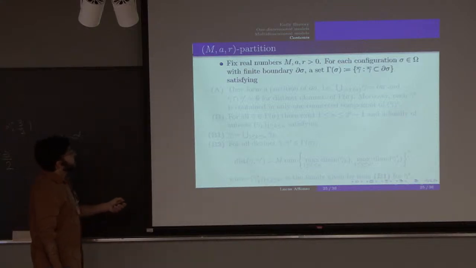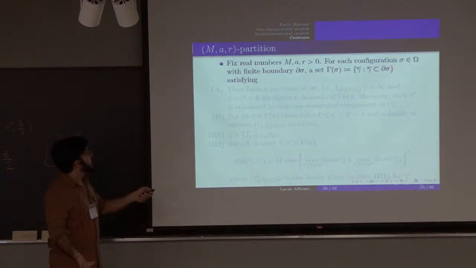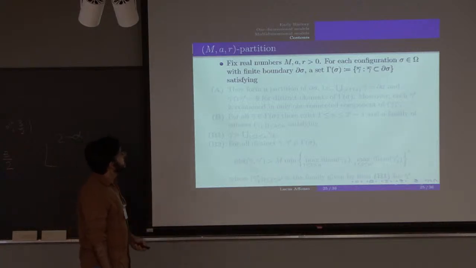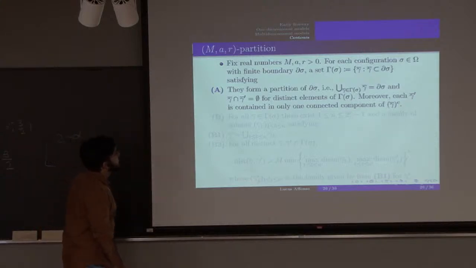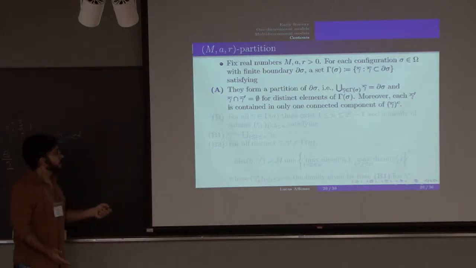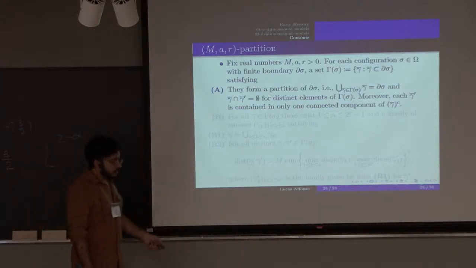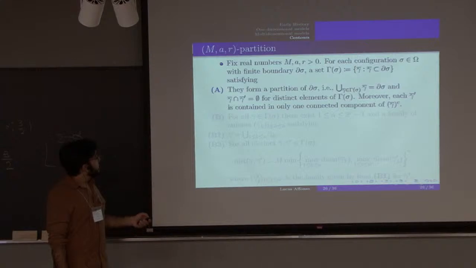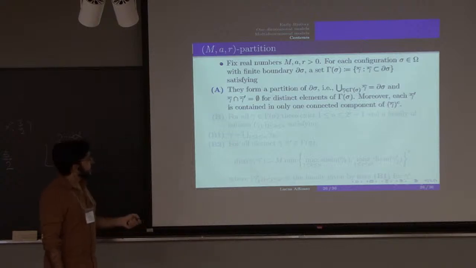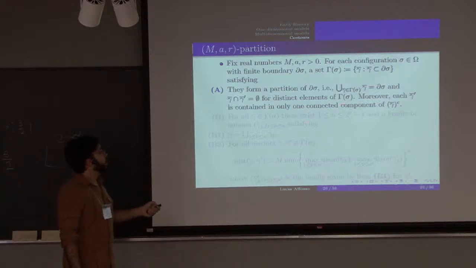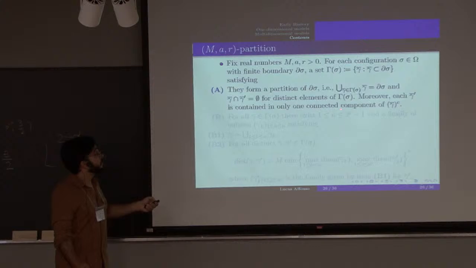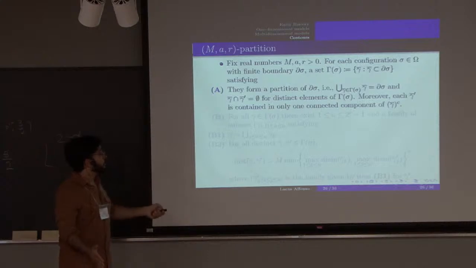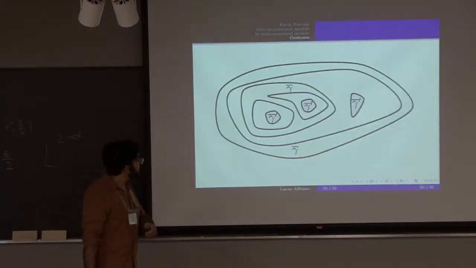And then we say that a collection of subsets of the boundary is an MRA partition if they satisfy this condition A, if they form a partition of the boundary, and moreover, if they satisfy another geometrical property: if we take two different elements of gamma, and I take the connected components of the complement of one of them, then the other one must be inside a unique one. Okay, this is confusing, so let me show a picture.